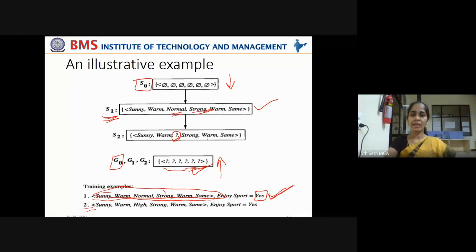Now strong is the same, warm is the same, and same is also the same value. It didn't change with the training example 2. So what is your modified set now? S2: sunny, warm, question mark, strong, warm, and same. Now come to the other side. Do you have to make any changes in the most general hypothesis? Does it cover the training example? Tell me. Does it cover the training example too?